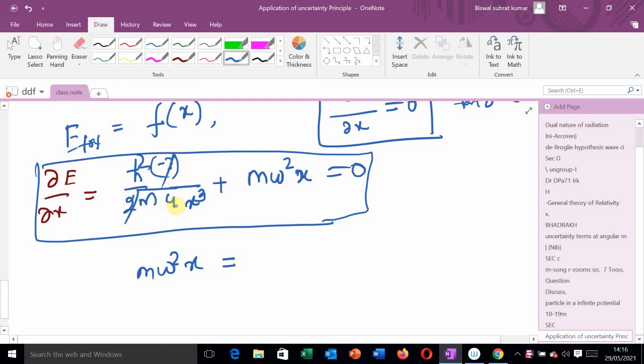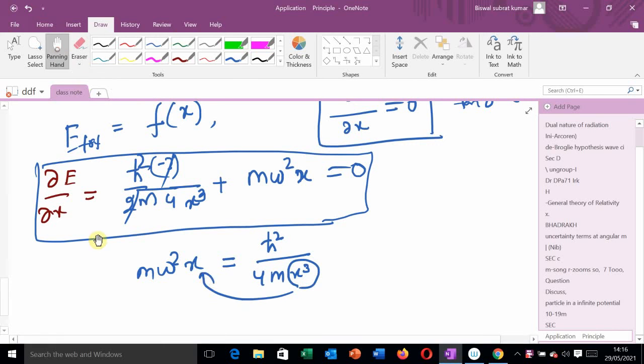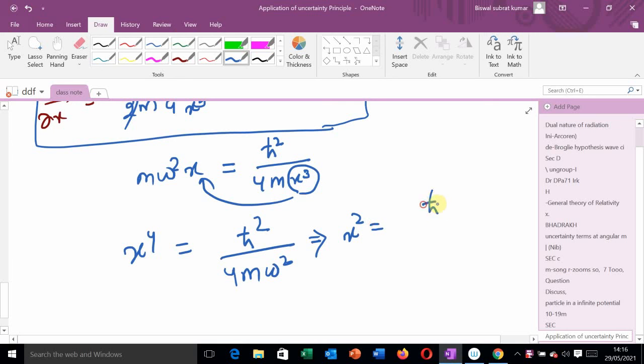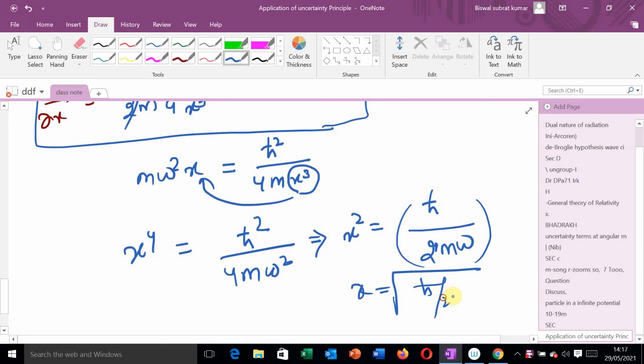Two will cancel out, and this will be h square by 4m x cube. Take this x cube to this side, and this expression becomes x to the power 4 equals h square by m omega square multiplied with 4. From that expression, if you want to calculate x square, it will be h divided by 2m omega. From that you can calculate the value of x. So x is the square root of h over 2m omega.